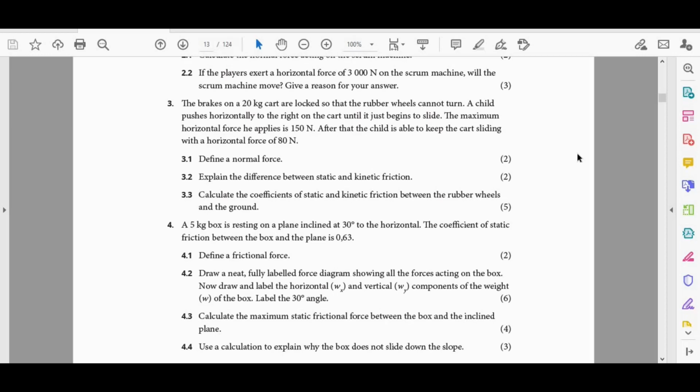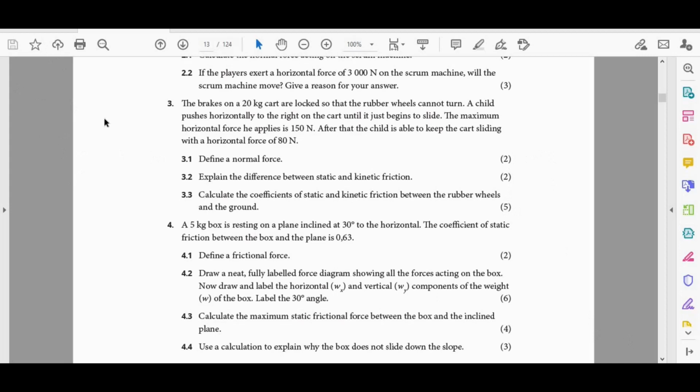3.2, explain the difference between static and kinetic friction. It's quite obvious. And 3.3, calculate the coefficients of static and kinetic friction between the rubber wheels and the ground. This one is also not very difficult. It's quite easy too. Alright, so I'll give you guys, let's see, 5, 6, 7, 8, 9. Might as well give you 10 minutes because it's 5:29, so I'll give you that extra minute. 10 minutes. At 22 we will mark question 3.